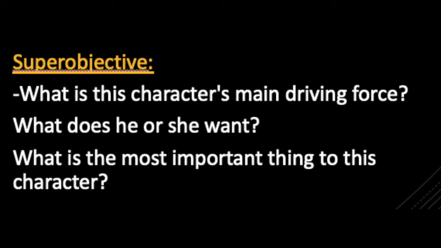And then you have the super objective, which is the character's main driving force. What does he or she want? And what is the most important thing to this character? All characters have objectives, which change scene by scene, but a super objective is something that exists for the whole play. Romeo and Juliet is a great example. I use it a lot. The super objective is that they want to be together. That's the biggest thing. But in between the scenes, it could be, oh, they want to get married right here. Oh, he needs to do this. Those are smaller objectives, but they want to be together no matter what.